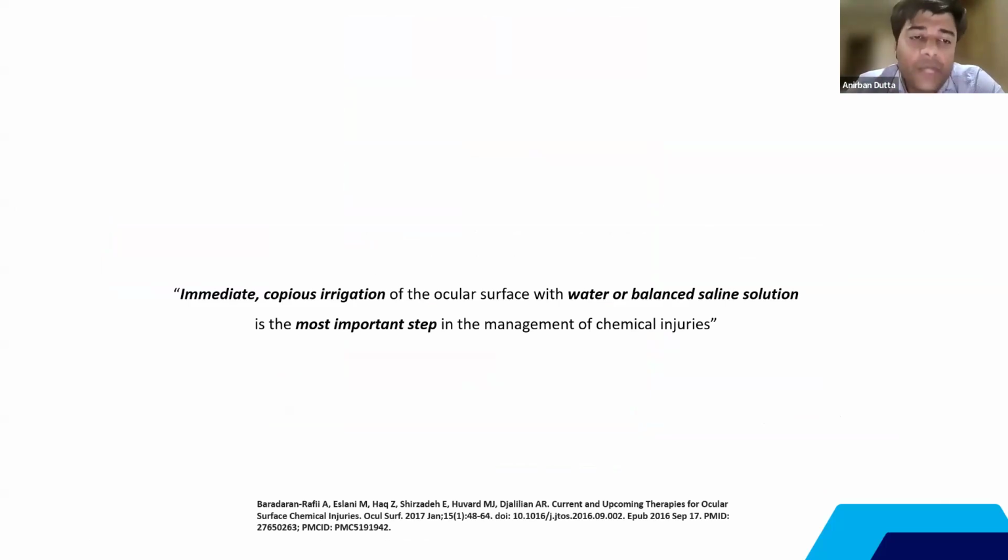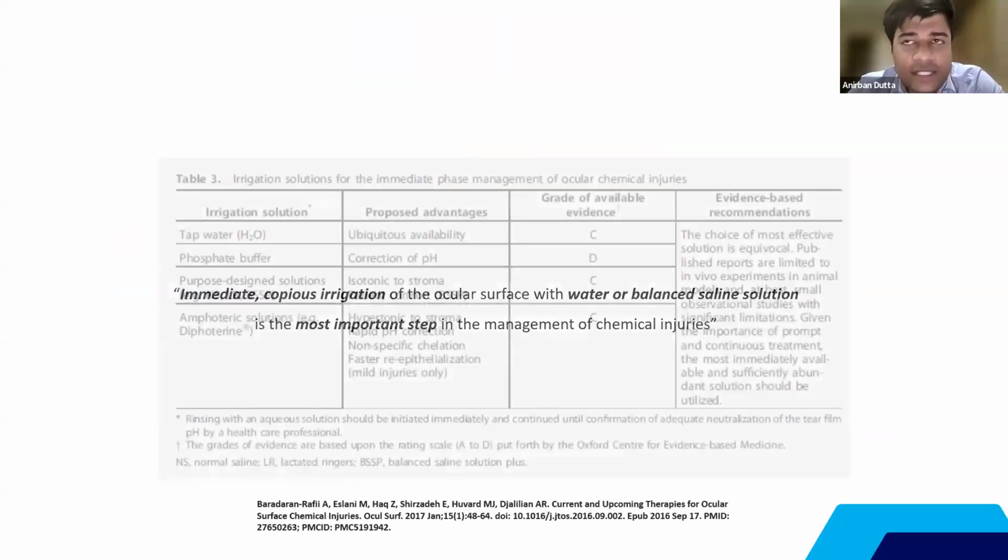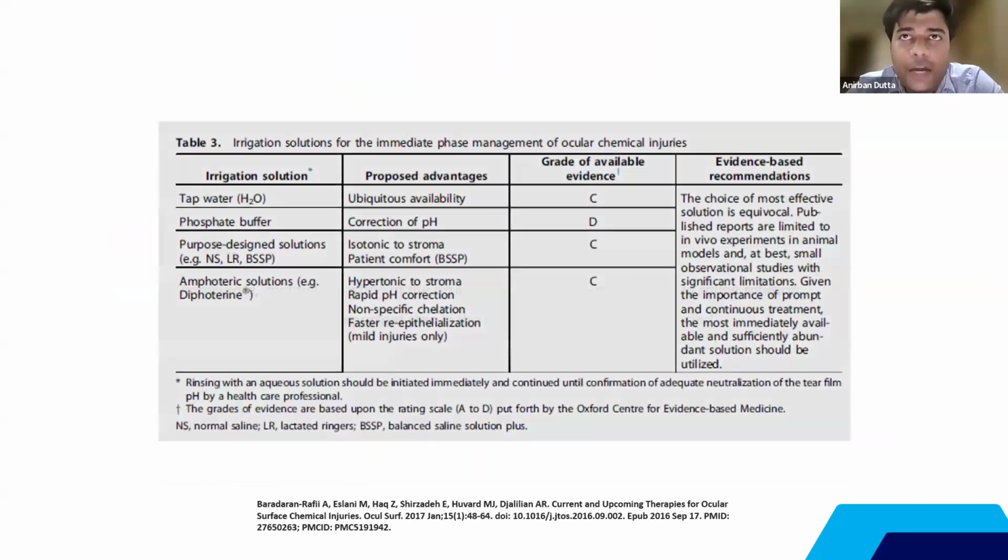This is the question which is actually asked in FRCS. So immediate copious irrigation of the ocular surface with water or balanced saline solution is the most important step. So this is the first thing which should come out of your mouth. Immediate irrigation of the surface. And what the next question will be, what fluid will you use?